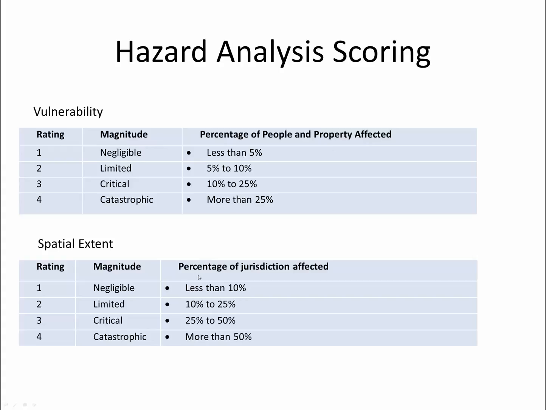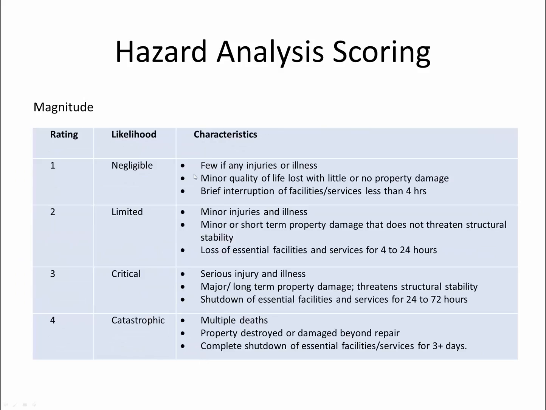We determine the percentage of the jurisdiction that would be affected geographically. So this is a geographical determination rather than looking at people and property. Then we determine the magnitude, which examines injuries and illnesses, loss of life, property damage, and business interruption or other economic losses.